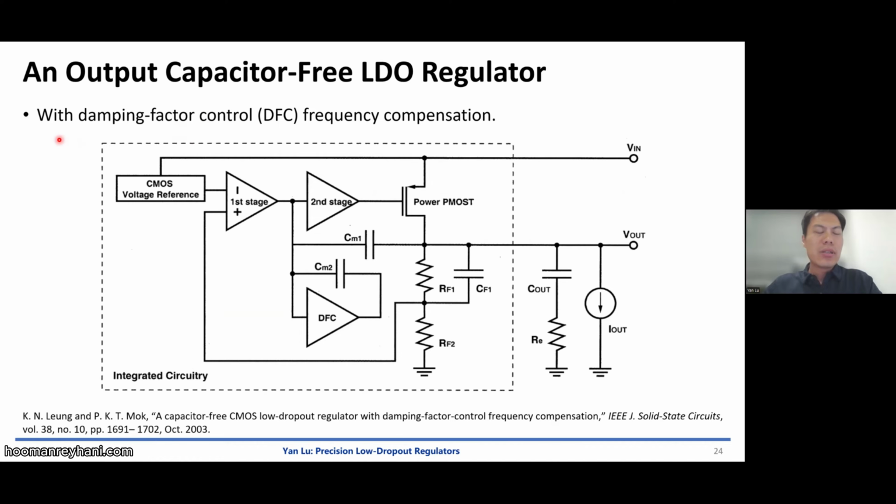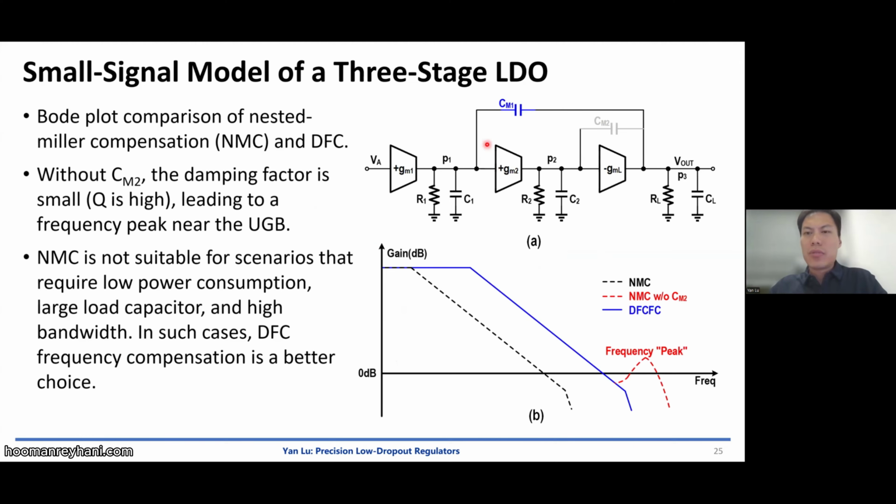And here is another classic paper, which is called capacitor-free CMOS LDO with damping factor control technique. Actually, the damping factor control technique, a frequency compensation technique, is an alternative to nested Miller compensation. And in this case, it's actually used for the case with an off-chip capacitor. It can support the case with an off-chip capacitor or without an off-chip capacitor. Let's talk more about this.